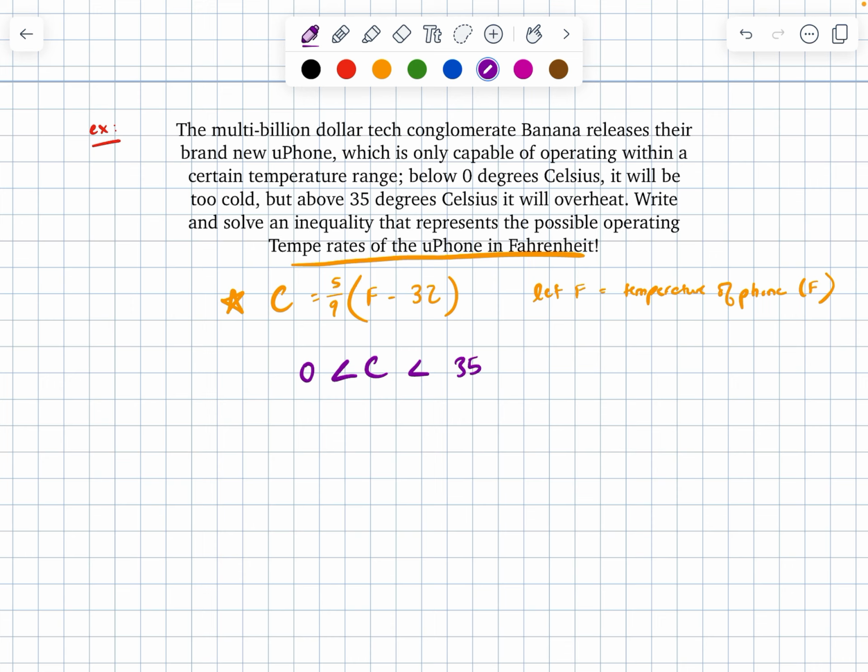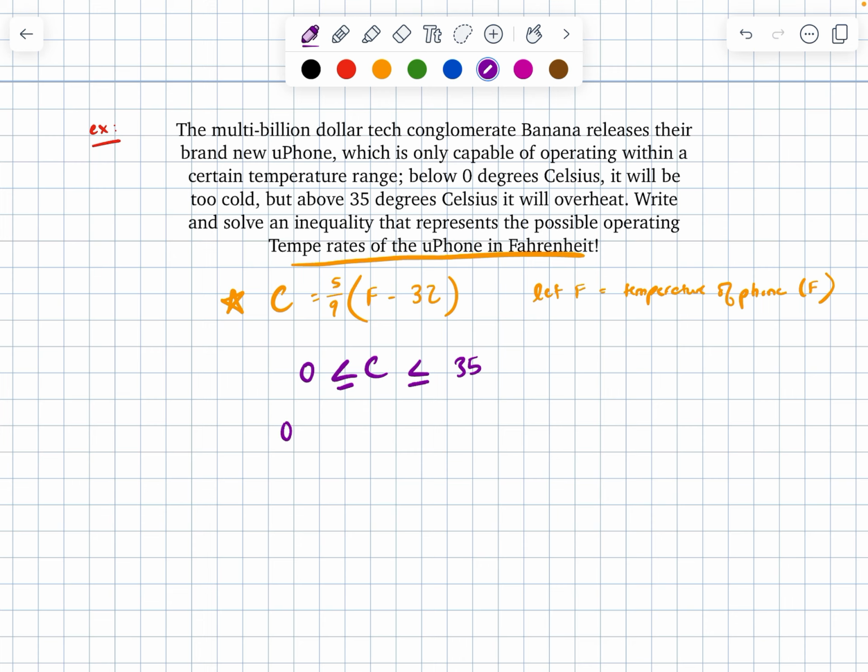So in this case, Celsius is between 0 and 35, right? I say if I go below 0, then it would be a problem. So if I'm greater than or equal to 0, I'll be okay. If I'm less than or equal to 35, I'll be okay, right? It's only when I go above that 35 or below that 0 that I have a problem. So both of these should get or equal to.